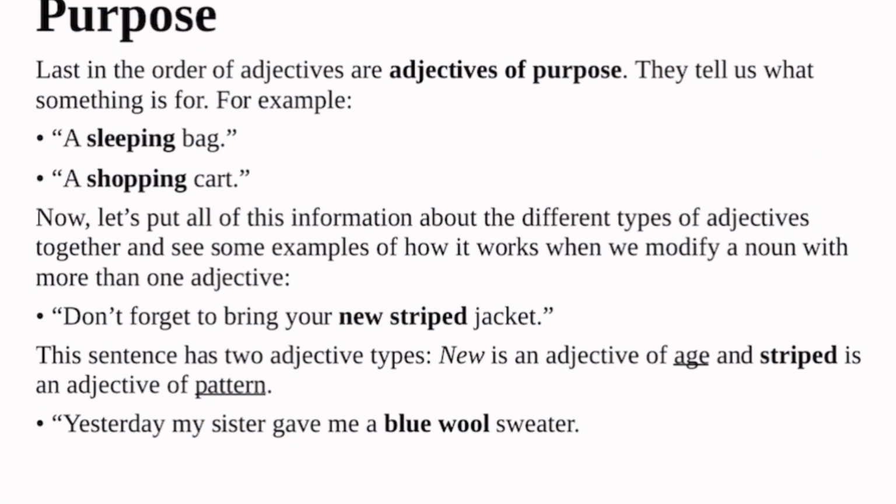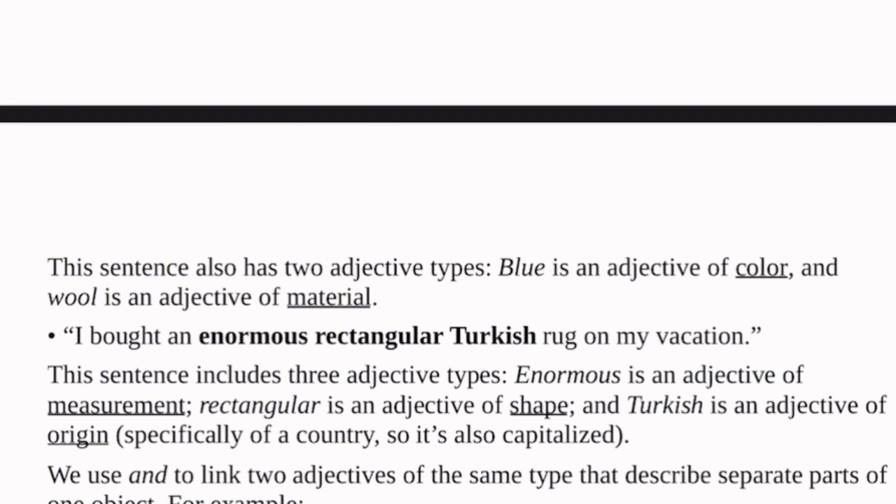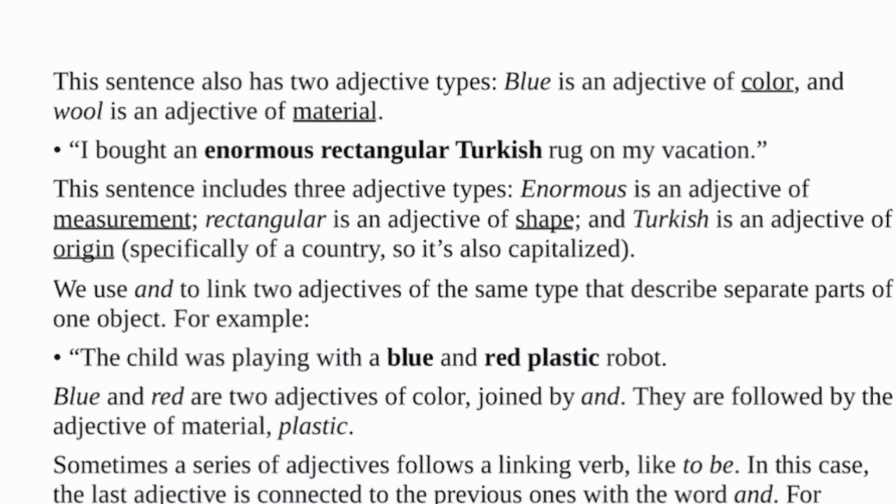Yesterday, my sister gave me a blue wool sweater. So blue is adjective of color and wool is adjective of material. You know, color comes before material. I bought an enormous rectangular Turkish rug. This sentence includes three types of adjective. Enormous is an adjective of measurement. Remember, it will come first. Rectangular is an adjective of shape. And Turkish is an adjective of origin, specifically of a country. And that is why the first letter is capitalized.